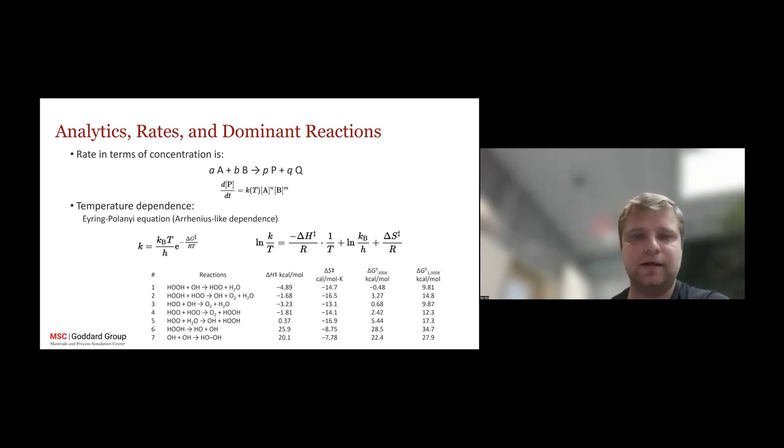So from this information, I was able to see that there were 7 dominant reactions, and I was able to calculate the delta H and delta G of the transition state. And this is exactly the kind of information you need to input into continuum dynamic simulations to run these larger scale simulations in order to describe a more real world system.